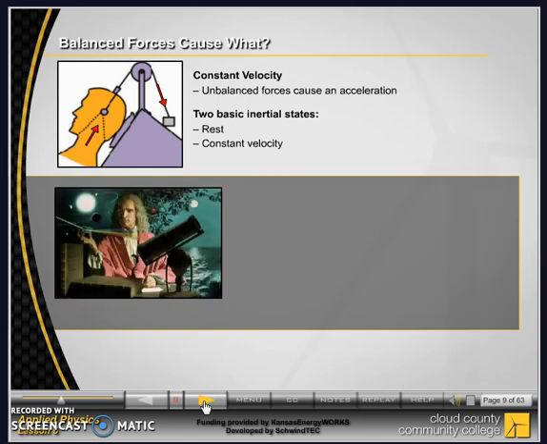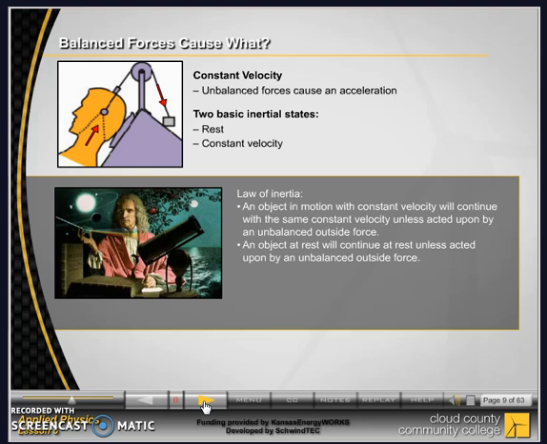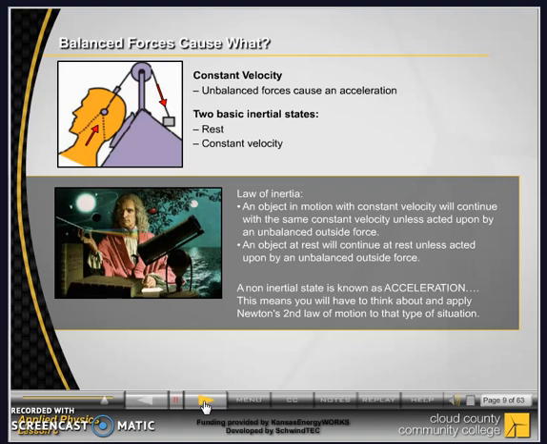Isaac Newton's ideas from statics and dynamics came from three initially stated laws. The first one was the law of inertia. An object in motion with constant velocity will continue with the same constant velocity unless acted upon by an unbalanced outside force, and an object at rest will continue at rest unless acted upon by an unbalanced outside force. This lesson describes the importance of understanding whether or not an object is in one of these states. If not, it is in a non-inertial state known as acceleration. This means you will have to think about and apply Newton's second law of motion to that type of situation.